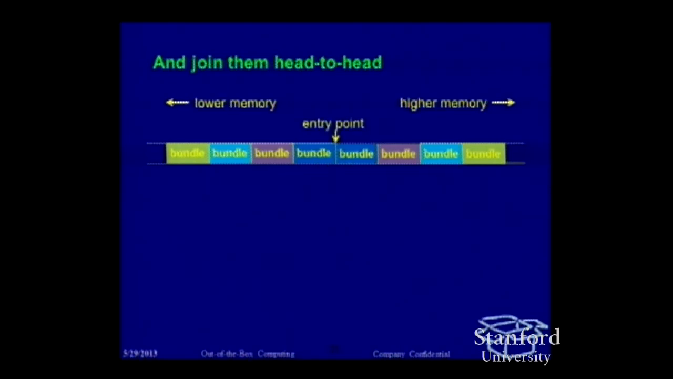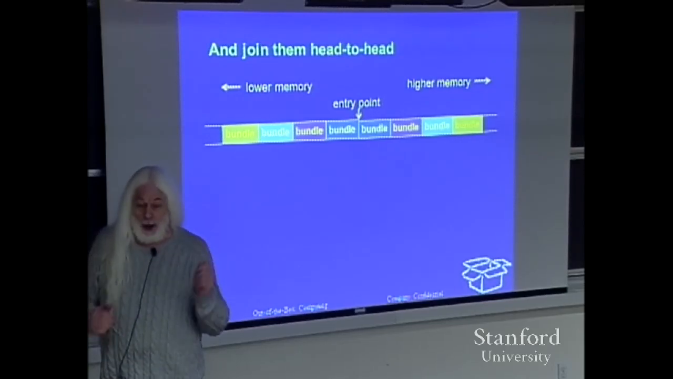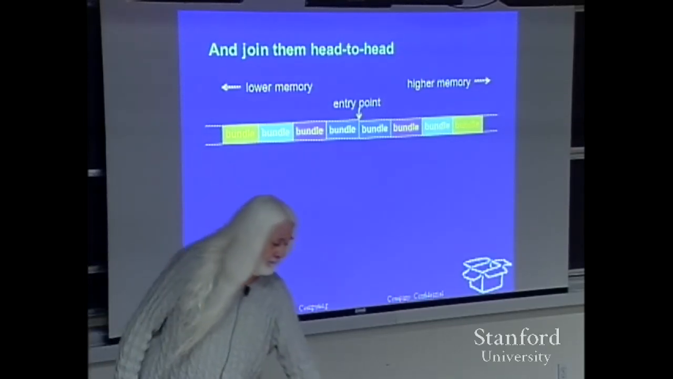The entry point of both, the dark blue bundle, is now at the same address. It's just that they decode in the opposite direction. Consequently, the branch problem is solved. You branch here. You branch both programs there. And one goes one way and one goes the other way.